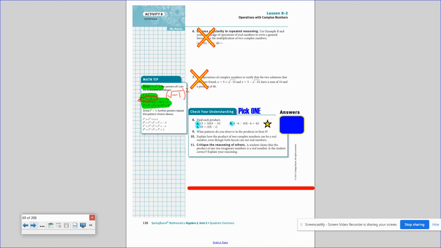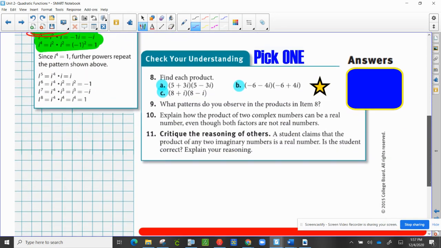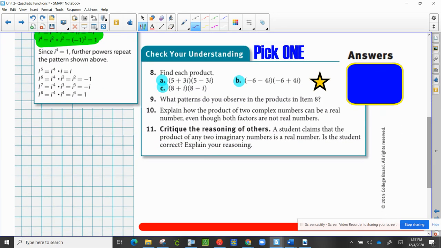So I'm going to have you guys just try a problem. On the last page, on page 128 here, there are 3 possible examples. In number 8, there's an A, B, or a C. I'm going to have you guys just pick one of those. Try one problem on your own and see if you can actually solve it.